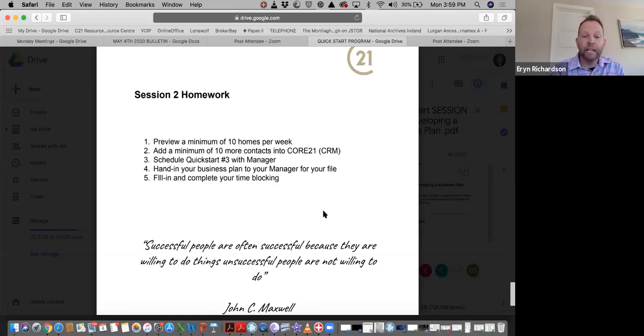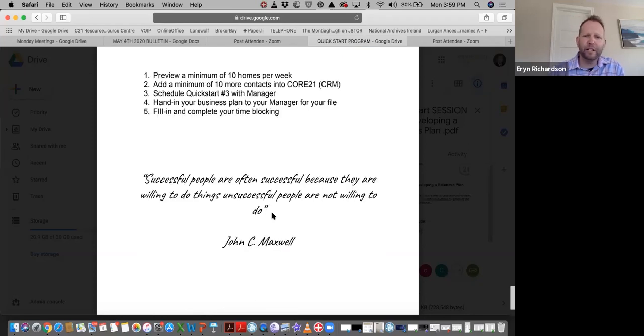And this one, I really like this quote. This is one that I've lived by for many years. I was working for a company over 20 years ago, and the owner of that company sent me a plaque with this on it. And that plaque said, "Successful people are often successful because they are willing to do things unsuccessful people are not willing to do." And John C. Maxwell said that.